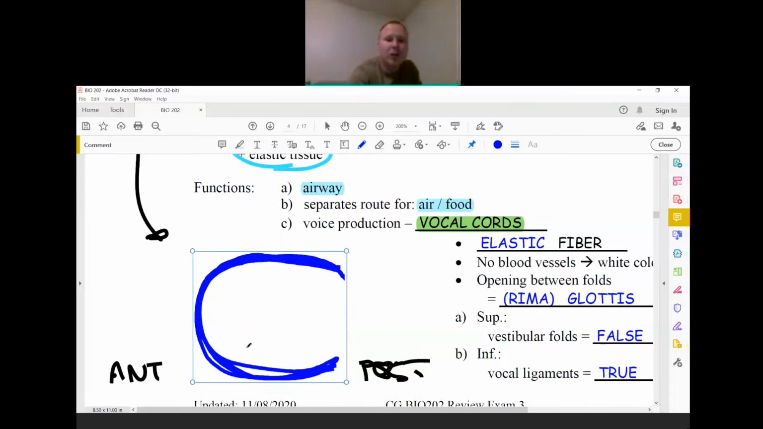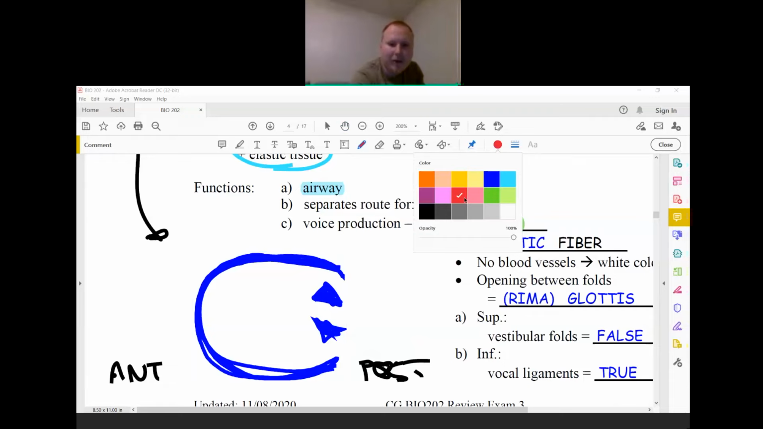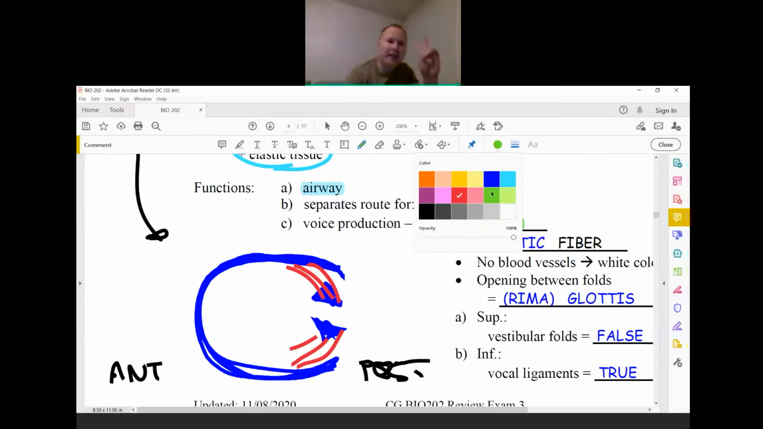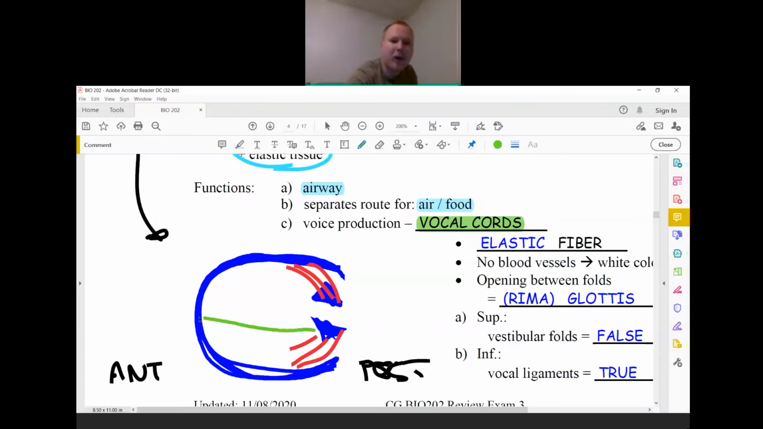We also saw our arytenoids, those triangular cartilage parts, and we remembered that there was a bunch of muscles that were connected there and helped us to move these around. Those are just my muscles showing how they can be moved around their own axis. And the next thing that I'm going to add there is these vocal cords. There are actually two sets of two pairs of vocal cords, but I'm only going to draw one pair because it's going to be easier for me to explain what we're doing.